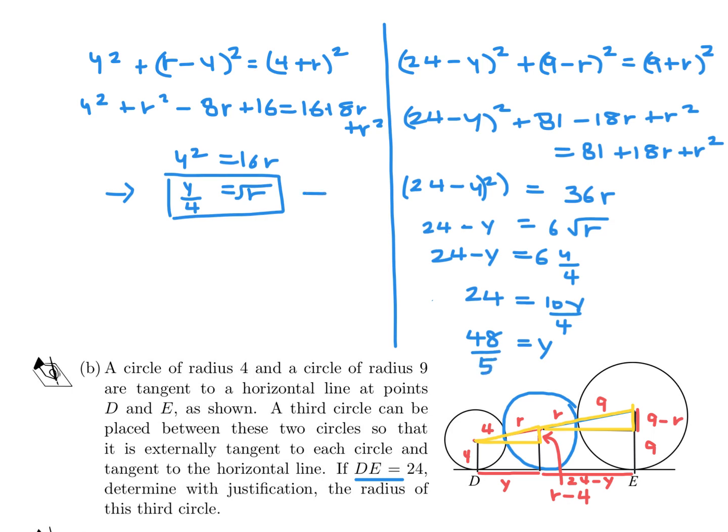And then now I can easily substitute it back in to get r. So 48 squared over 5 squared is equal to 16r. And when you solve that and reduce it to lowest terms, you get r is equal to 144 over 25. So that is the radius of that middle circle.